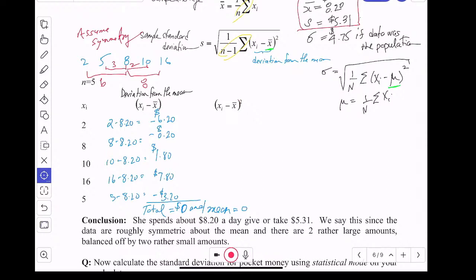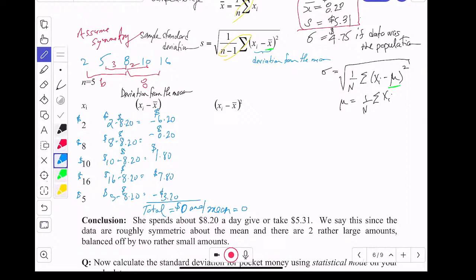When we square values, we also square their units. Notice, up until this point, all we have are dollars. These are dollars all the way down. And so deviations from the mean are dollars. What happens when I square them? So if I start squaring to get rid of the negative sign, what are the units?